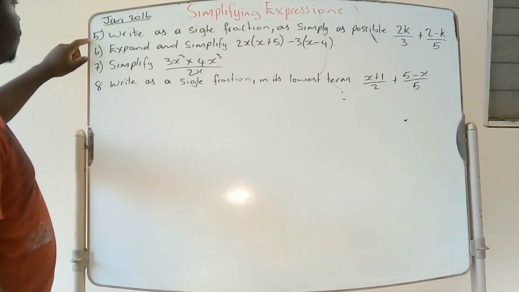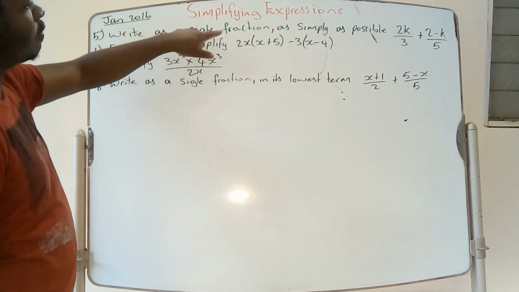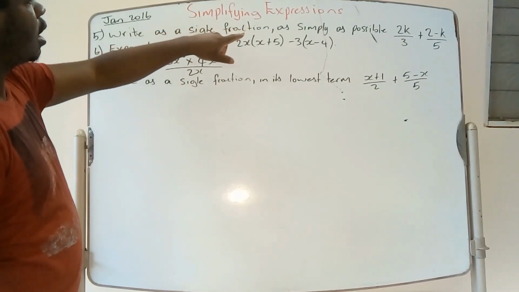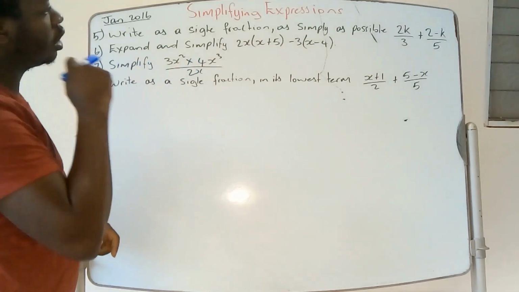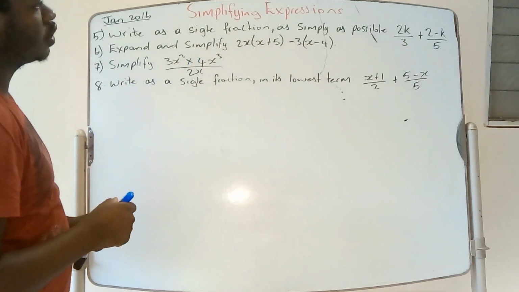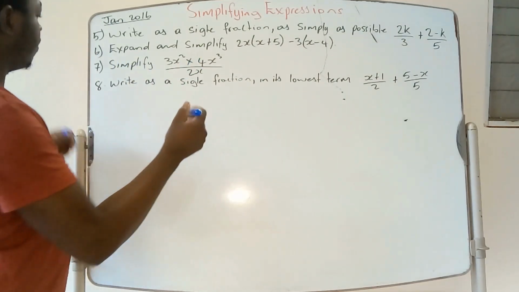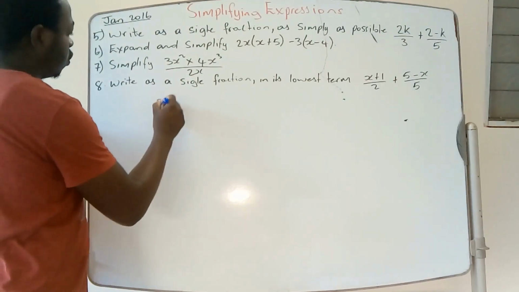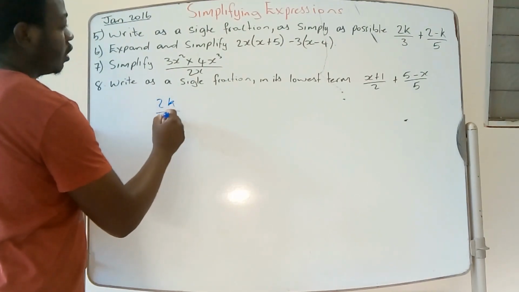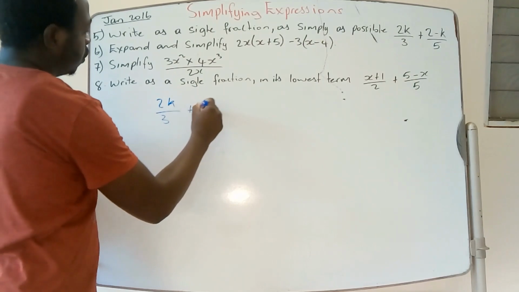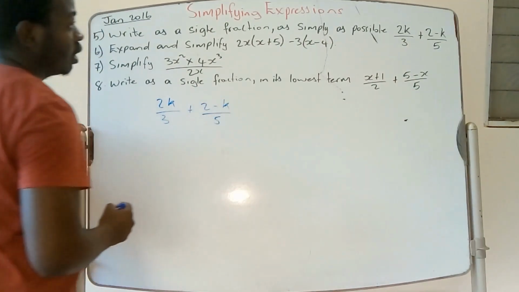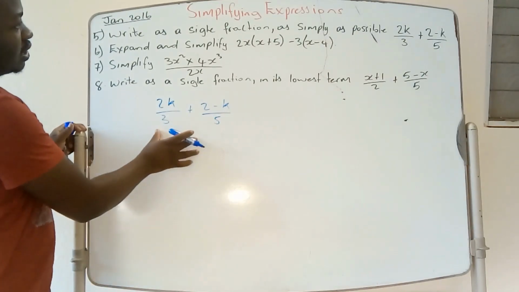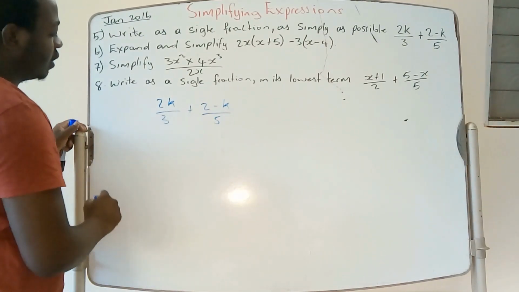Question number 5. Write as a single fraction as simple as possible 2k over 3 plus 2 minus k over 5. So 2k over 3 plus 2 minus k all over 5. And they want us to simplify this in its simplest form, right?